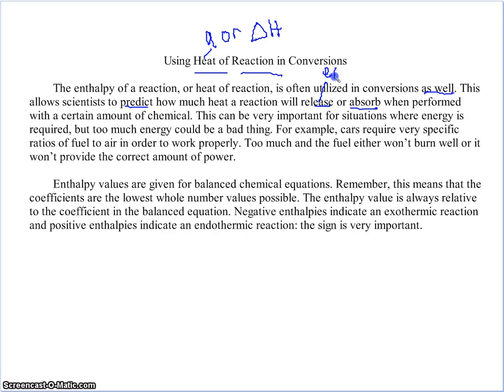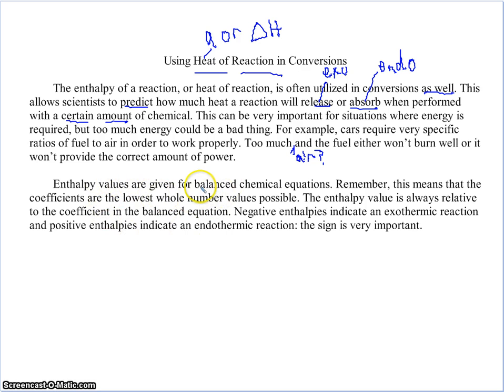Okay, release is exothermic, absorb is endothermic, when performed with a certain amount of chemical, so the amount matters. This can be very important for situations where energy is required, but too much energy could be a bad thing. For example, cars require very specific ratios of fuel to air in order to work properly. Too much, and the fuel either won't burn well or it won't provide the correct amount of power. Too much air, I guess? I don't know. Or too little air, whatever, I get the idea. So it matters how much there is to get the amount of energy.